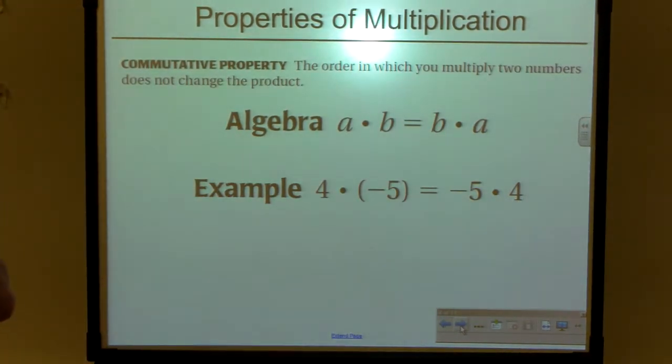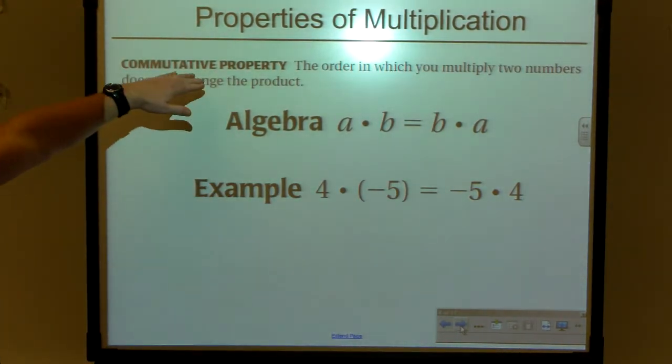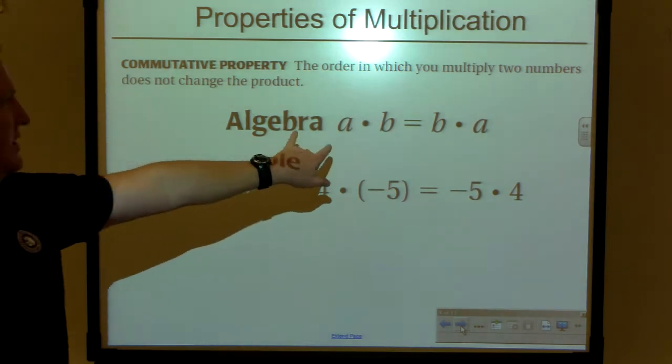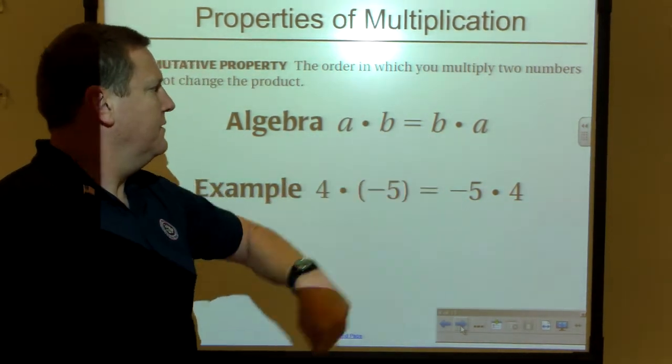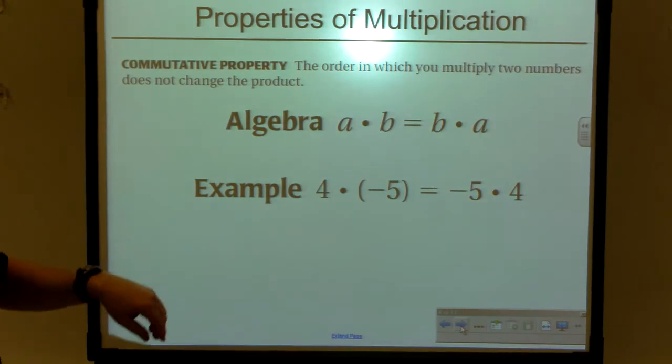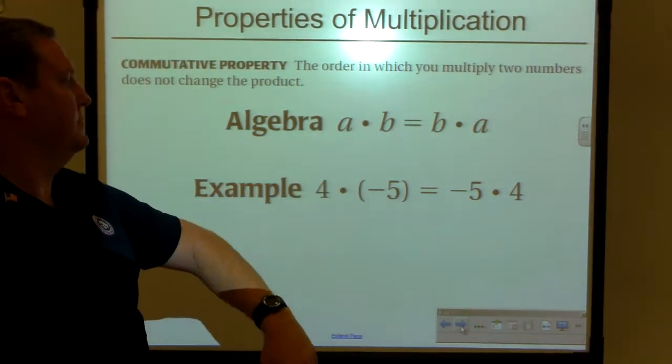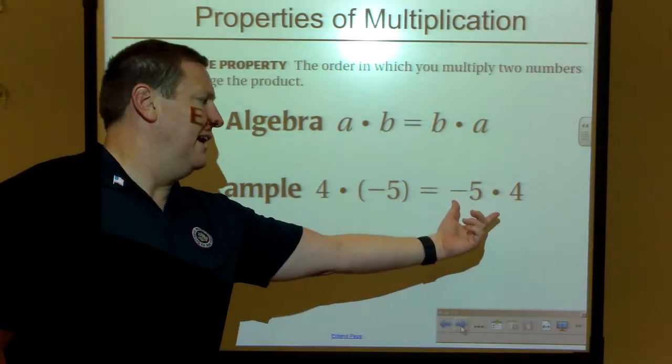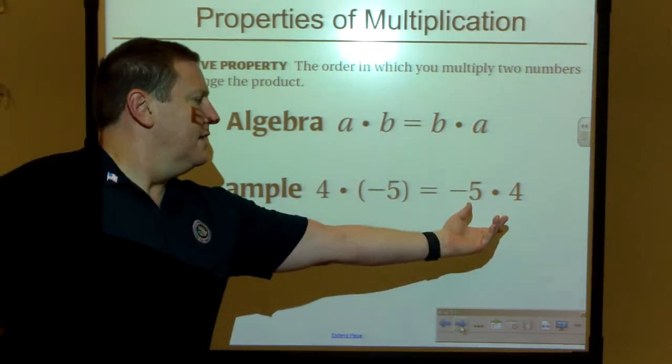Here are the properties for multiplication. The first one's called the commutative property, just like addition, which means the order in which we write the problem does not change the outcome, in this case a product. So A times B equals B times A, and we can see that these answers here are going to be identical. This is negative 20, that's negative 20.